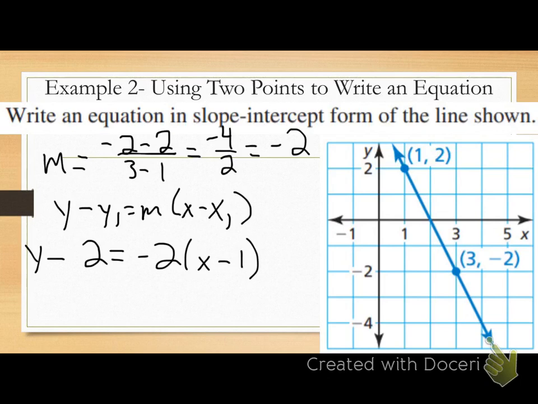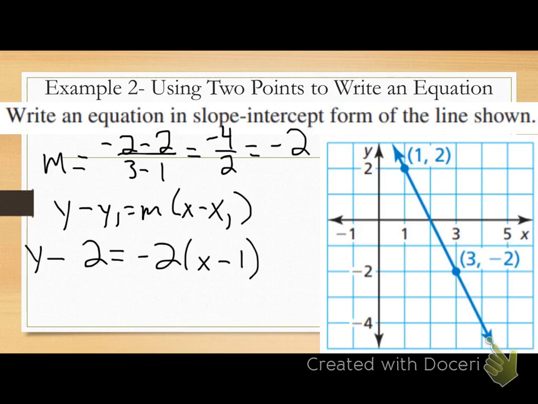Separate it how? Not take the y off. Move the negative to the other side. I'm going to try to get y by itself essentially, right? Does that make sense? Trying to solve for y. When I solve for y, I'll get it in slope intercept form.